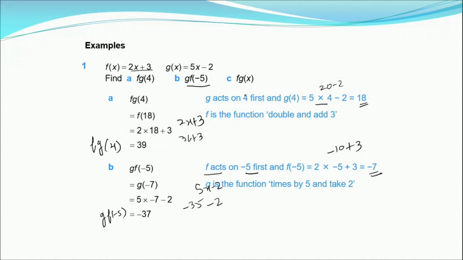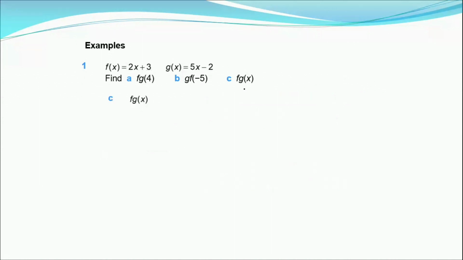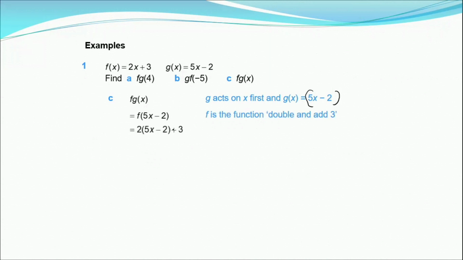Now here we'll be solving f(g(x)). To solve f(g(x)), g acts on x first. So g(x) is equal to 5x minus 2. Now in place of x in the f function, we put a bracket, and wherever there is x, we are going to put 5x minus 2. So we find f of 5x minus 2, that is 2 times (5x minus 2) plus 3. So this is your f(g(x)).